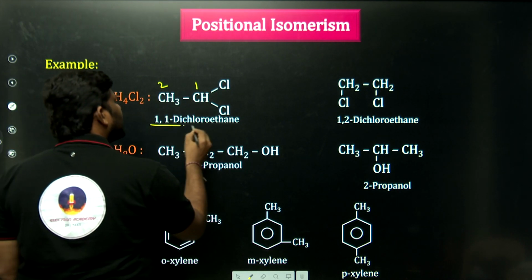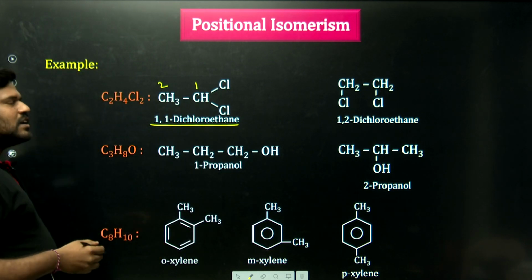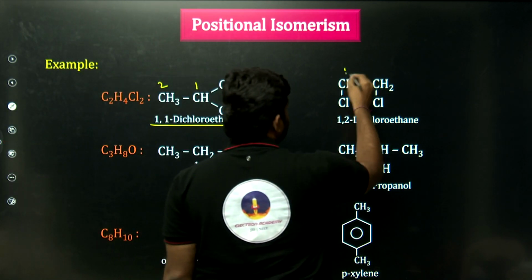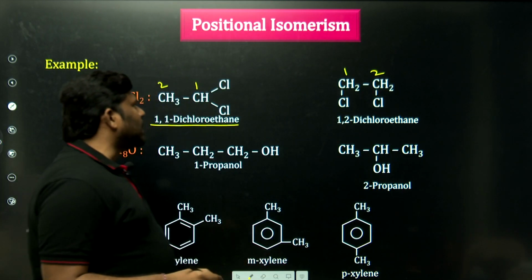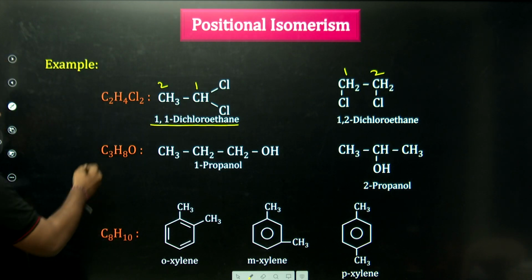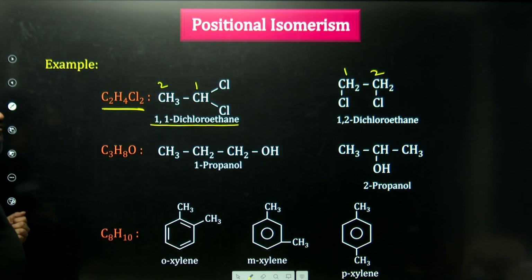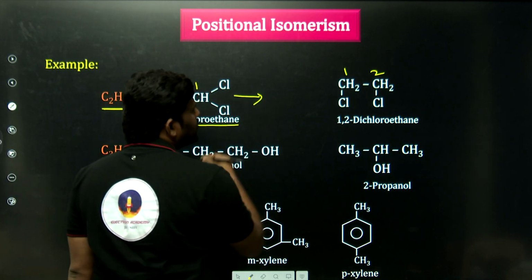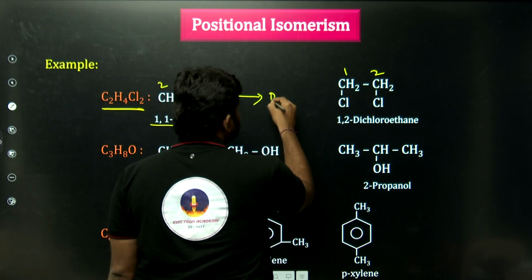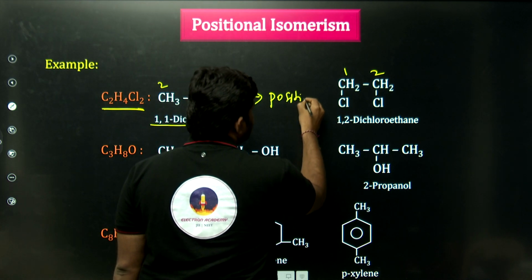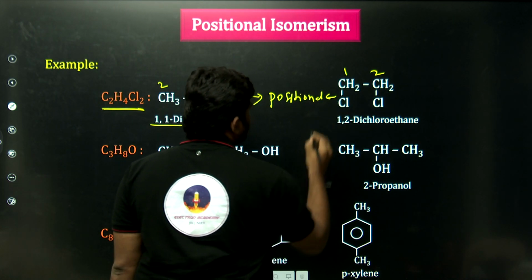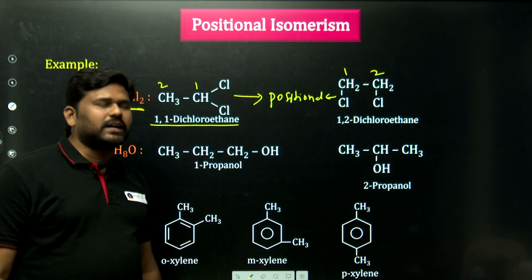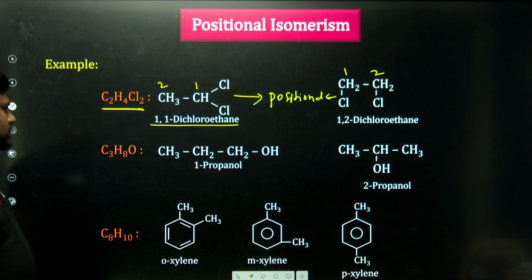So 1,1-dichloroethane has 2 chlorines at the first position, but here it is 1,2-dichloroethane. They have the same molecular formula, C2H4Cl2. With the same molecular formula, where is the difference? It is in the position of the functional group, so these are called positional isomers. Mono halides can exhibit it and dihalides can also exhibit it.